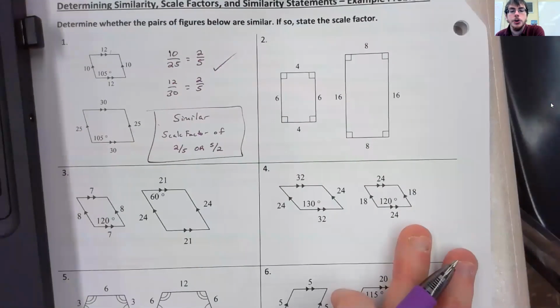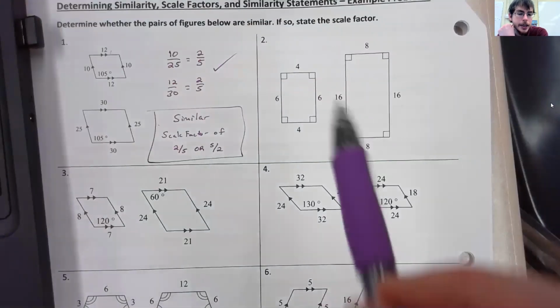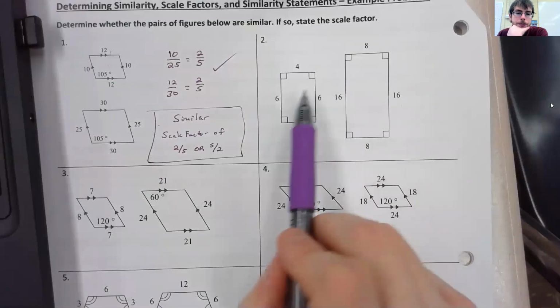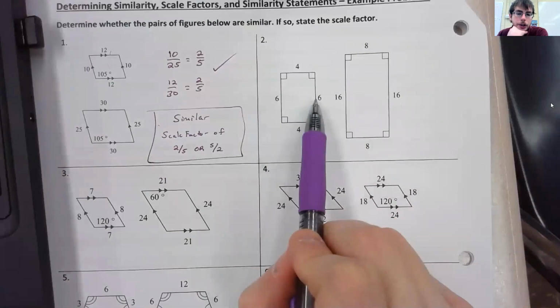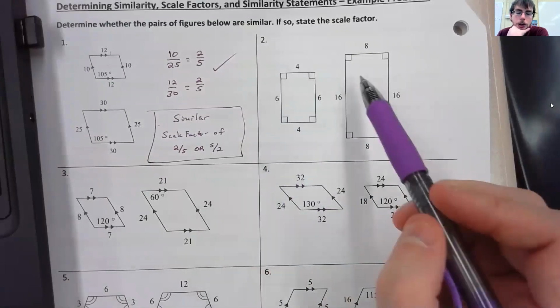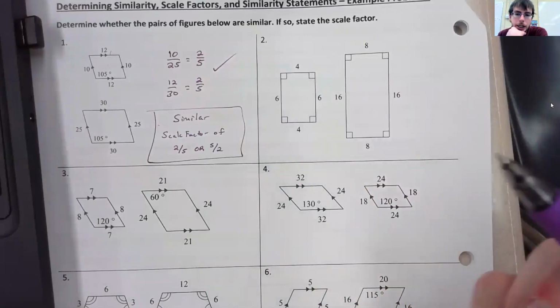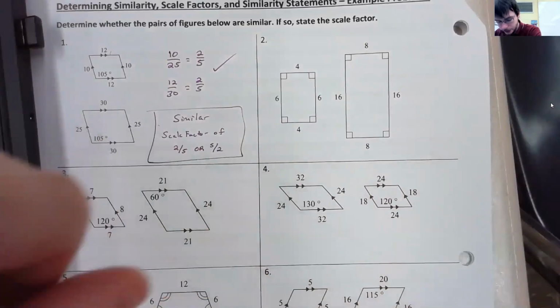So let's look at number 2. Number 2, we're going to do the exact same thing. Check your angles first, see if they're congruent or not. So you have your angles here. You have 4 right angles and 4 right angles, so the angles are good. Now let's check the ratios of the sides.